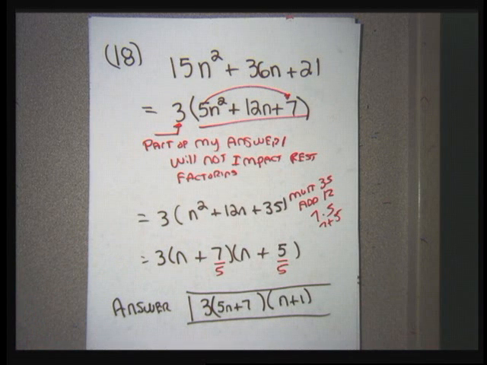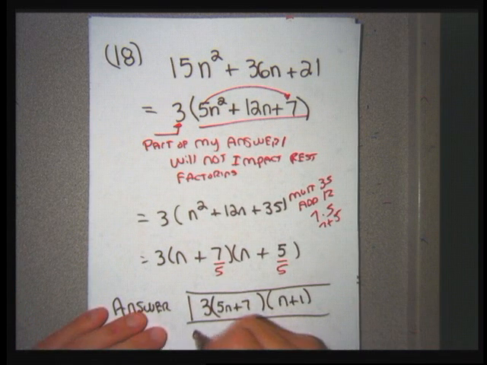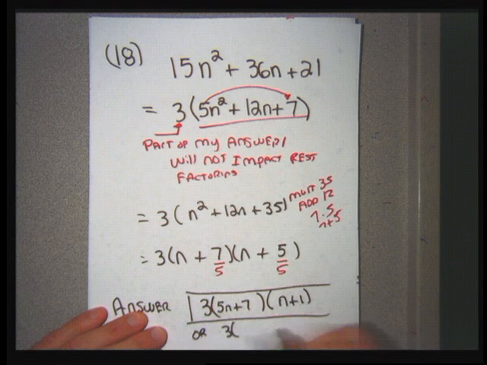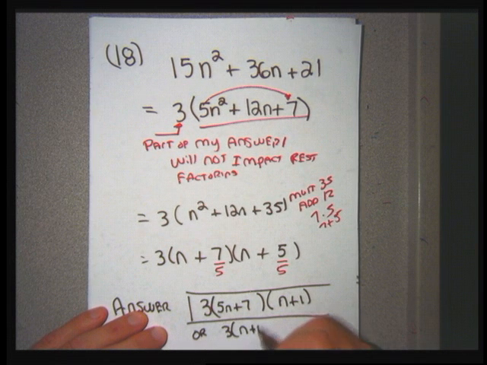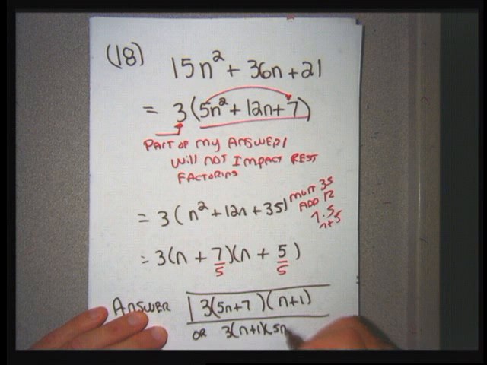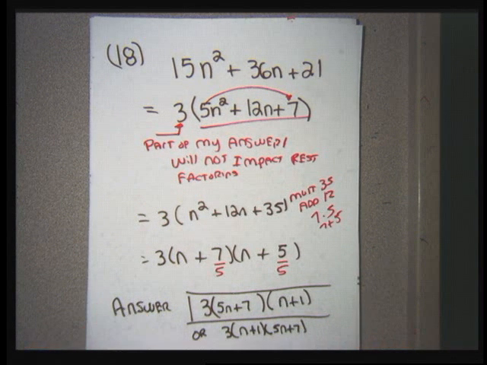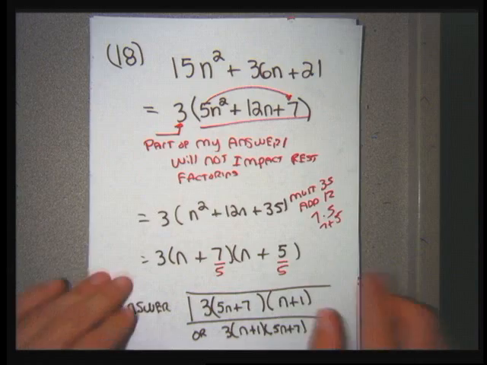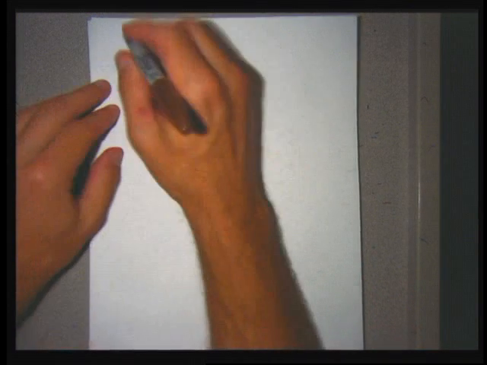I claim that this is the right answer. An equivalently good answer would be 3 times n plus 1 times 5n plus 7. That would be okay too. It's correct. I will show you that it is correct. The checking is a little bit trickier with a common factor, so I'll show you how to check it just in case you have the desire. When you factor, you don't always have to check, but it never hurts to check.